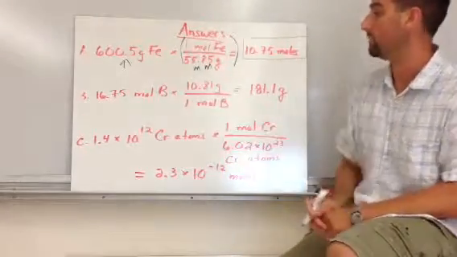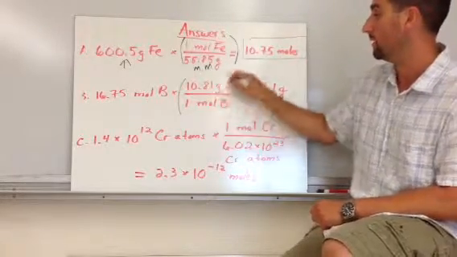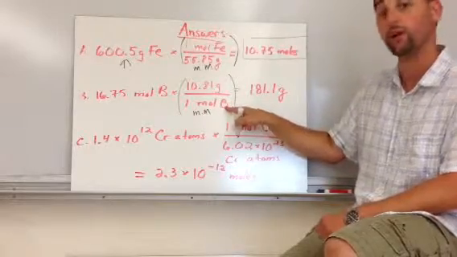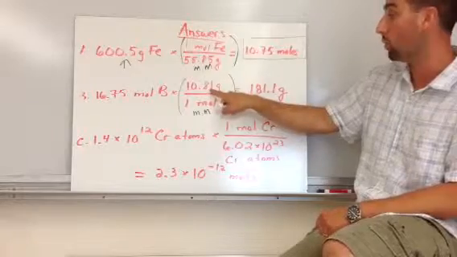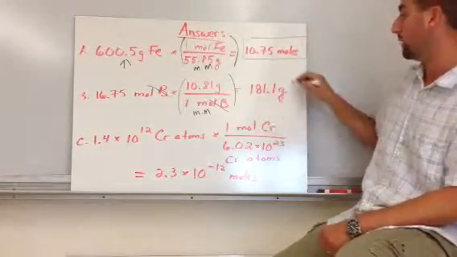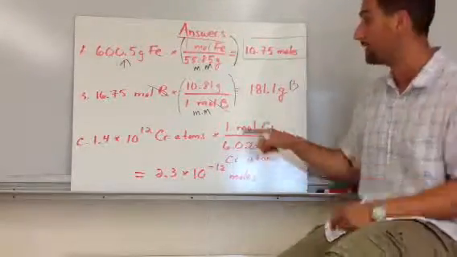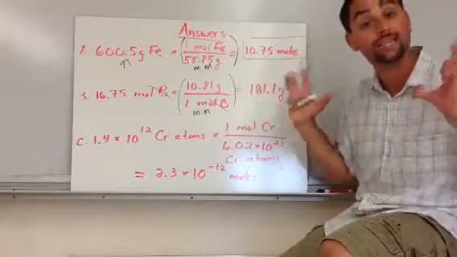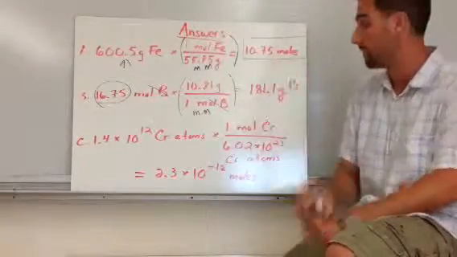16.75 moles of boron is my given unit, so I have to have moles in my denominator. This is the molar mass of boron from the periodic table. So my number of moles times my molar mass, moles cancel, and we're left with 181.1 grams of boron. Once again, this number doesn't dictate sig figs, nor does this number, because it's an exact number. This is the number that dictates sig figs, which is 4.